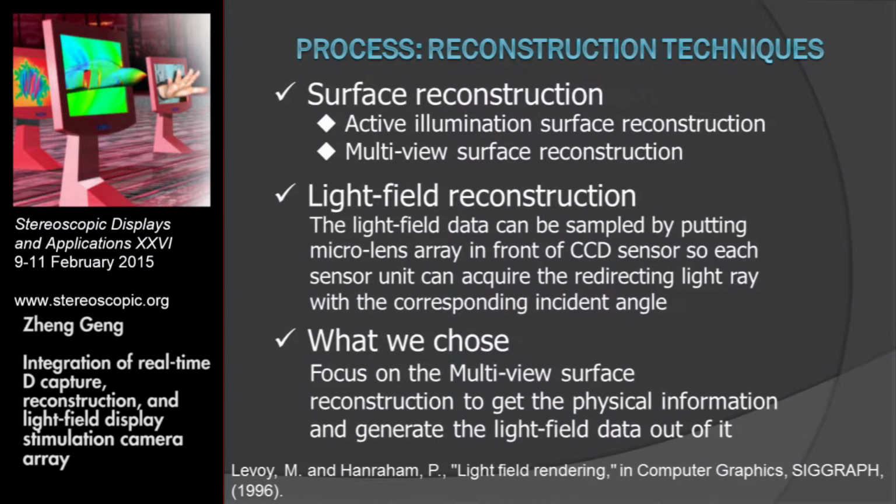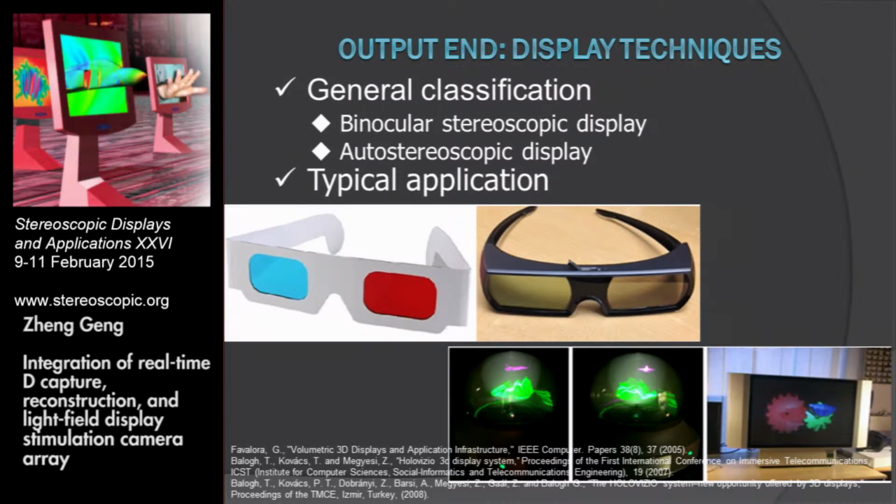And for the process, here we focus on the reconstruction process. The light field construction could be performed using the light field data, but it usually cannot get physical information from it. So surface reconstruction comes in. There are two kinds of it, and we focus on multi-view surface reconstruction to get the physical information, and then generate the light field data out of it to feed the output end, which will be the light field display as it shows.